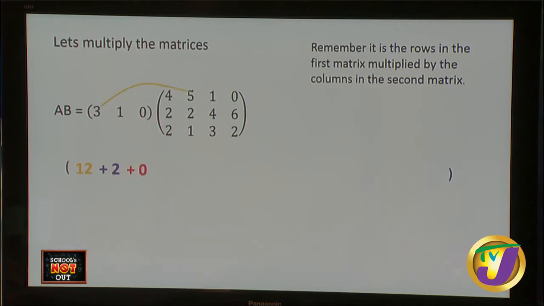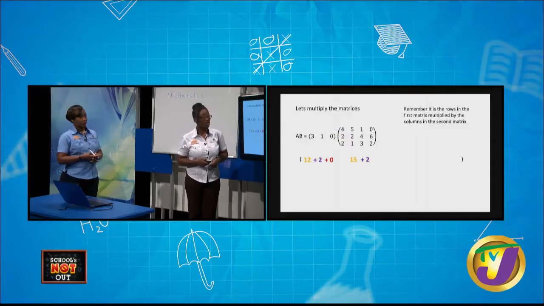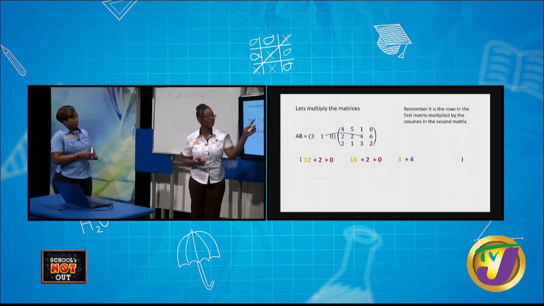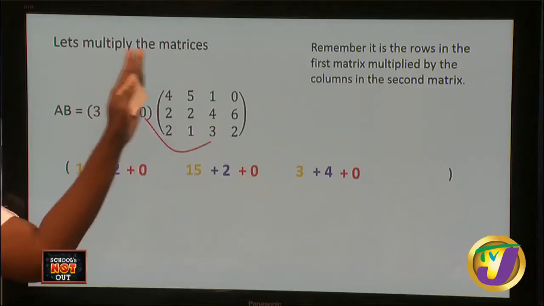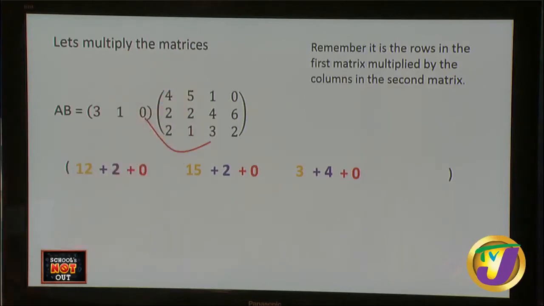I think our students can now follow us, and we can pretty much go through. So it's 3 times 5, 15. Don't get lost. 1 times 2, 2. And of course, 0 times 1, 0. 3 times 1, 3. 1 times 4, 4. 0 times 3, 0. We're using this one row to multiply every single column, so we're doing each column. We are now at our final column. So 3 will multiply 0.